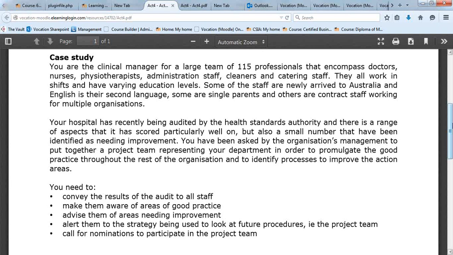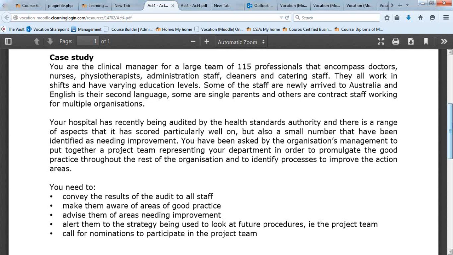So you are the clinical manager for a large team of 115 professionals that encompass doctors, nurses, physiotherapists, administration staff, cleaners, and catering staff. They all work in shifts and have varying education levels. Some of the staff are newly arrived to Australia and English is their second language. Some are single parents and others are contract staff working for multiple organisations.